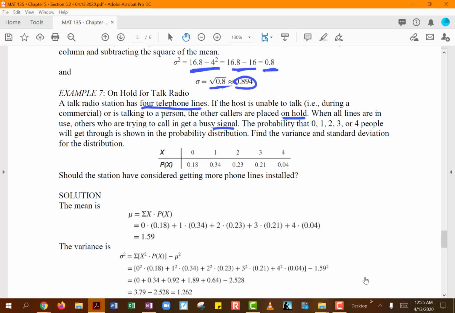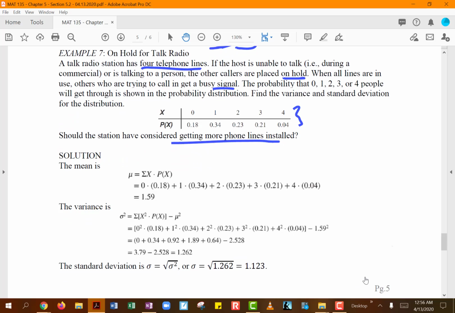will get through, right? Because since they have 4 telephone lines, you can have 4 people at the maximum coming through those lines, right? So based on that outcome, you've got your probability distribution here. So 0 callers get through, 1 caller gets through, 2 callers get through, 3 callers get through, or 4 callers get through. So you've got your probability distribution. Now they are saying, should this station have considered getting more telephone lines installed, which means are a lot of people getting placed on hold or not, and based on that, should they get more telephone lines installed?